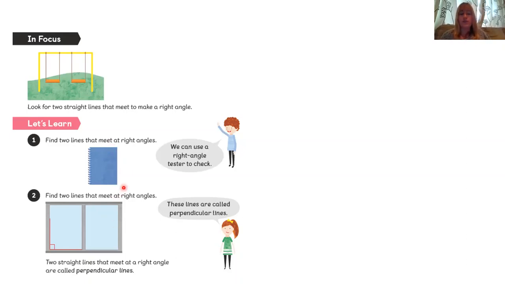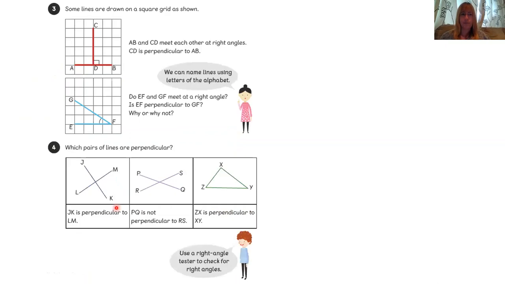If you use your right angle tester against your home book, you will find that there is a right angle in each corner, so they are perpendicular lines. So two straight lines that meet at a right angle are called perpendicular lines.